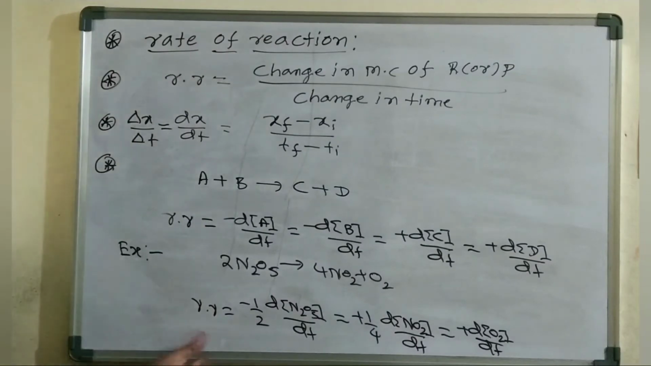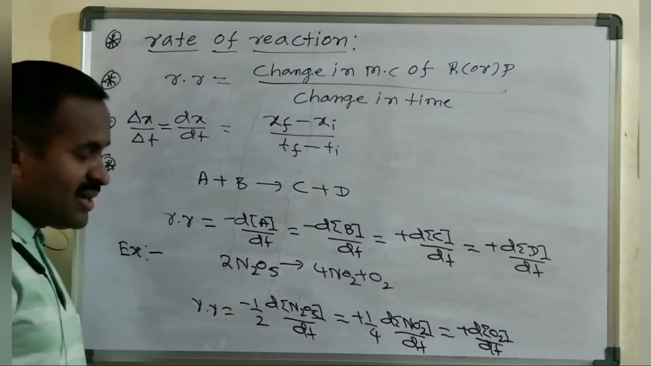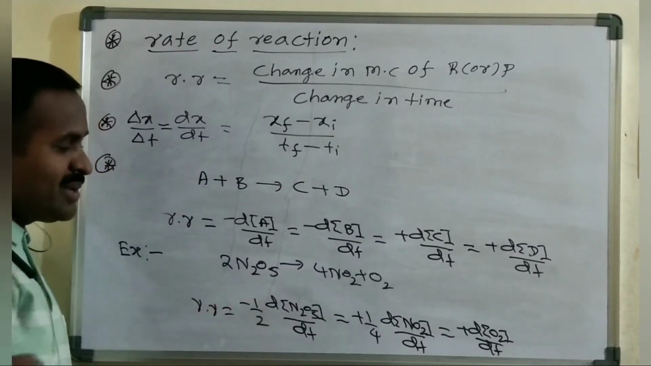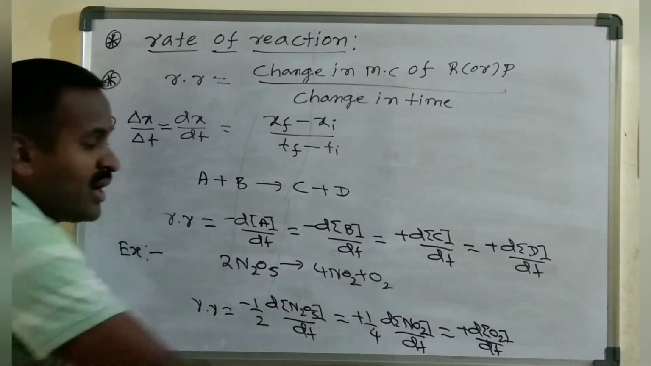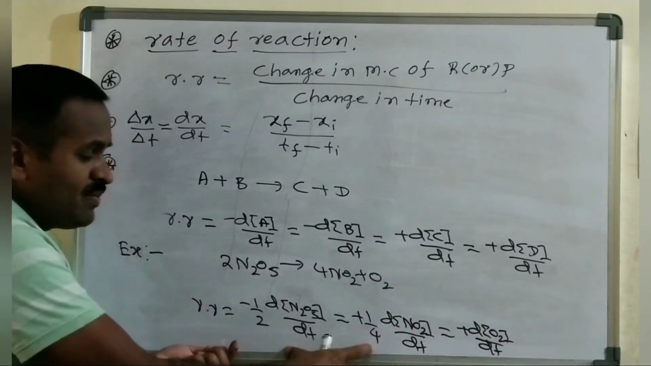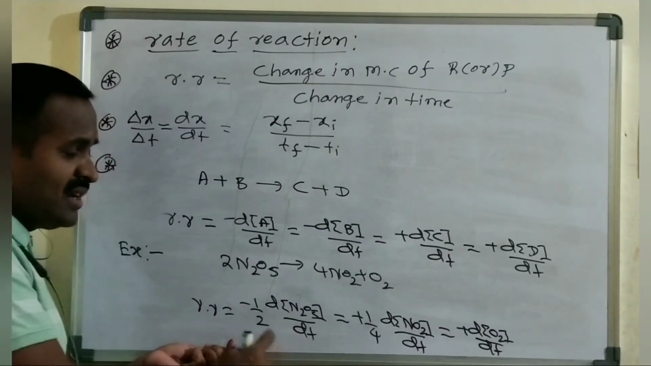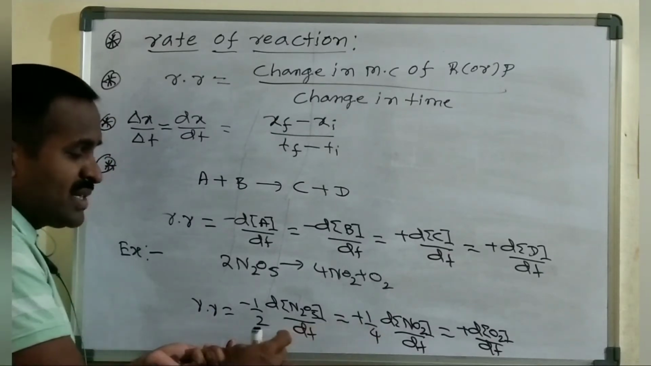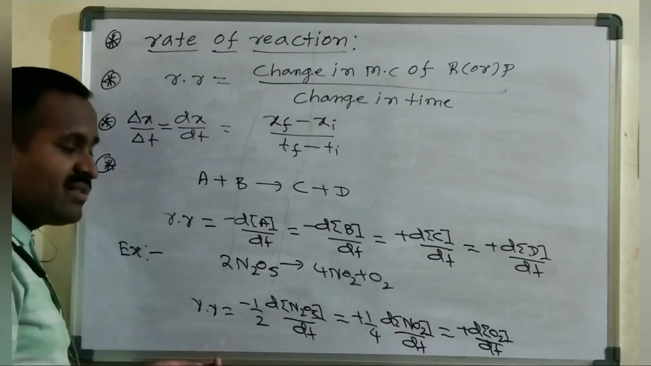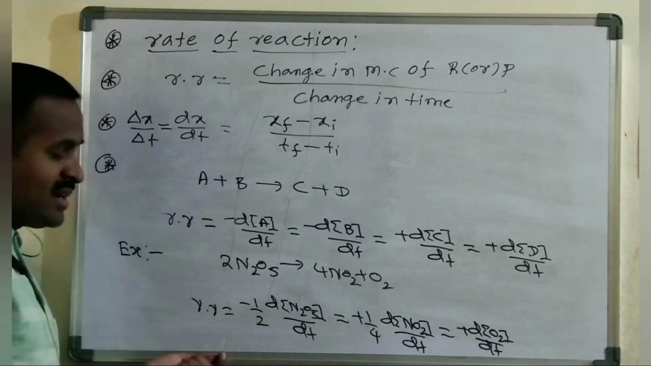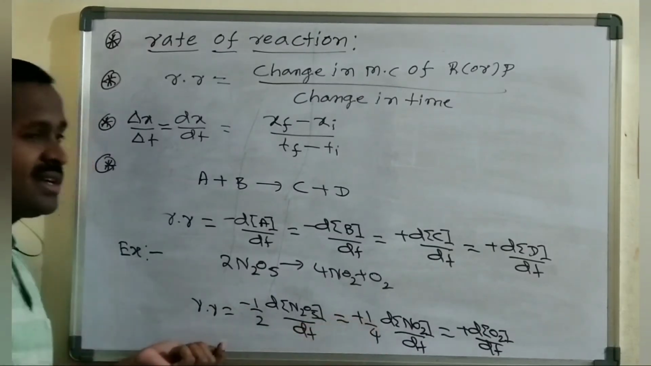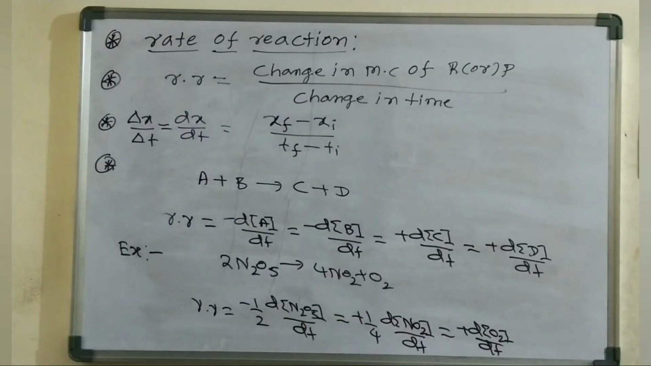This is a simple differential rate law for the N2O5. We can tell that here the disappearance of nitrogen pentoxide takes place, and the appearance of NO2 and the appearance of O2 also takes place. If you correlate these two, the disappearance of N2O5 is half of the appearance of NO2. So this 2 and 2 will get cancelled. The disappearance of N2O5 will be half of the appearance of NO2.